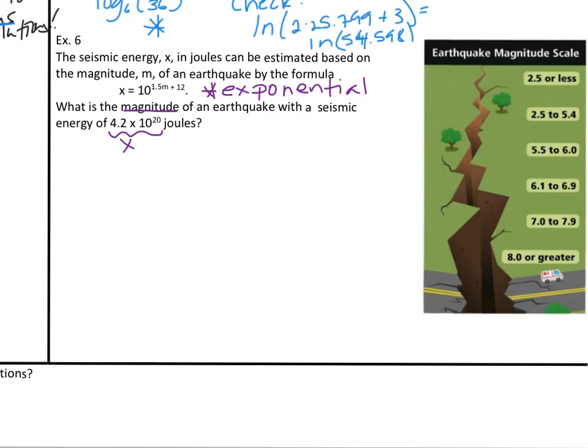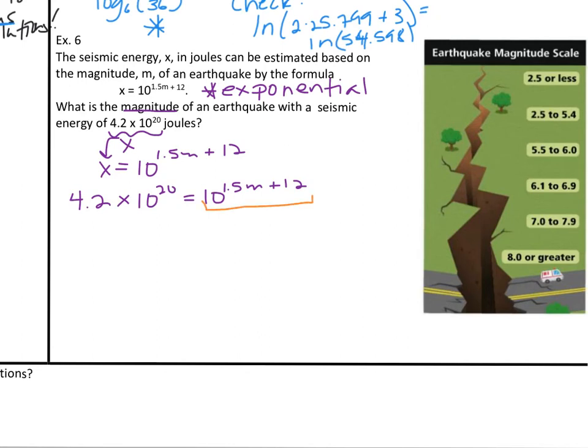If we know the formula, x equals 10 to the 1.5 m plus 12 power, and they gave us x, we're going to substitute all of that in on that left-hand side. 4.2 times 10 to the 20th equals 10 to the 1.5 m plus 12 power. Notice we have exponents on both sides, but be careful here. The exponential part of the equation that we're trying to solve is wherever our variable is. That means the right-hand side is our exponential part. The left-hand side is all one term. So just something to think about there.